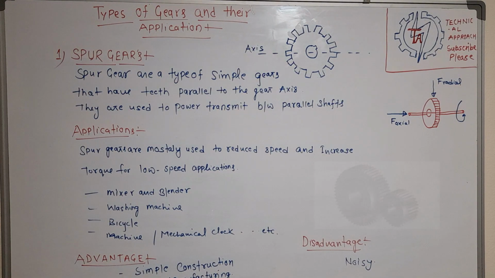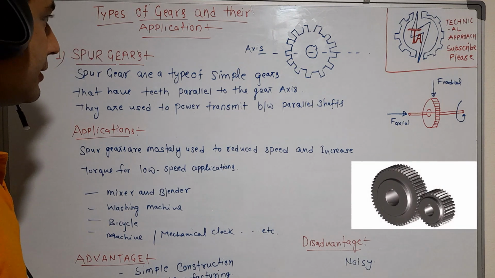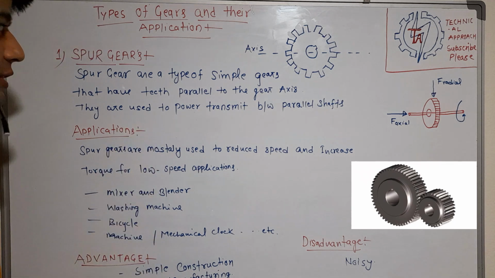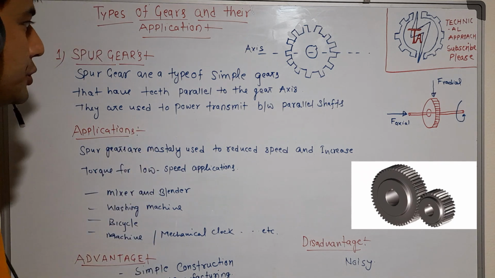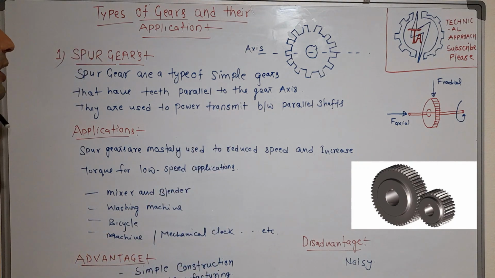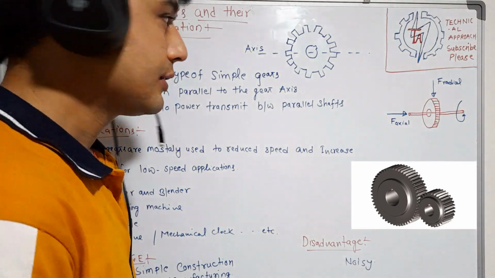Let's start with the spur gear. Spur gears are a type of simple gear that have teeth parallel to the gear axis. They are used to transfer power between parallel shafts.